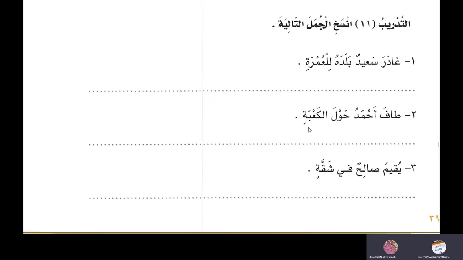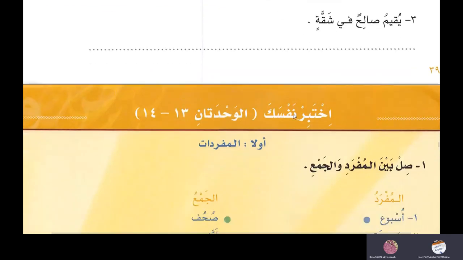Then you will copy these sentences here. So you will note that ra will go slightly below the line, but all the other letters must not go under the line, okay? In this sentence only. So you write them correctly in these lines.